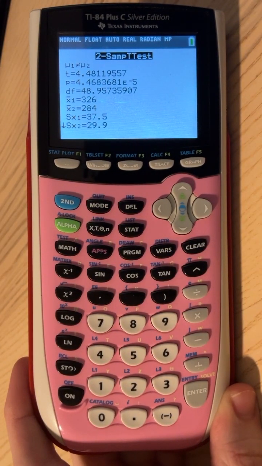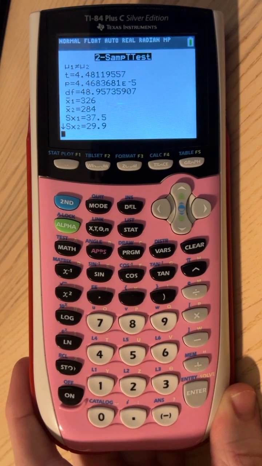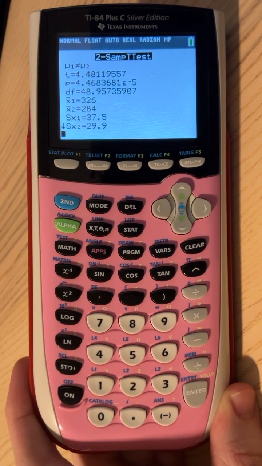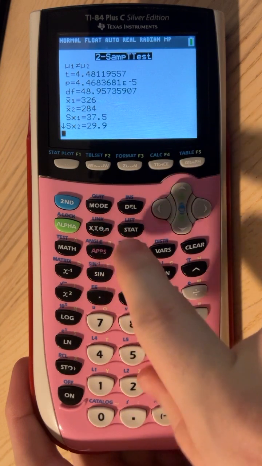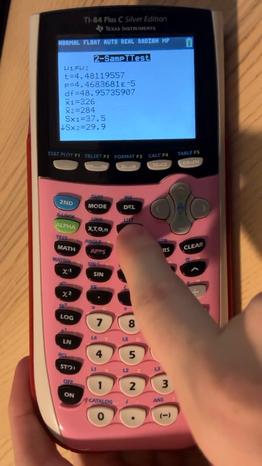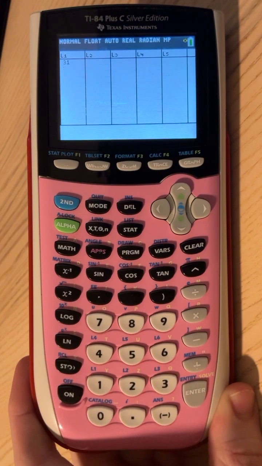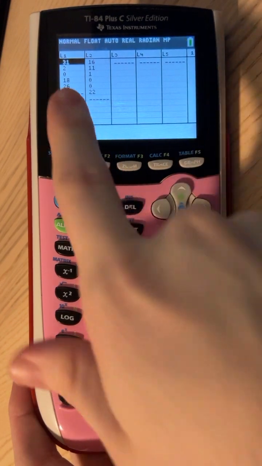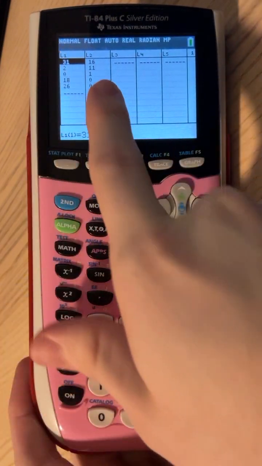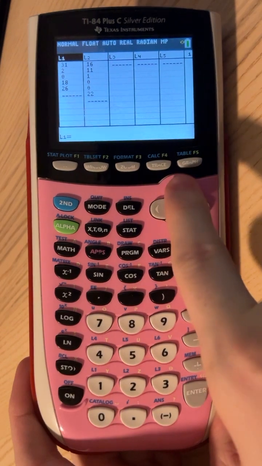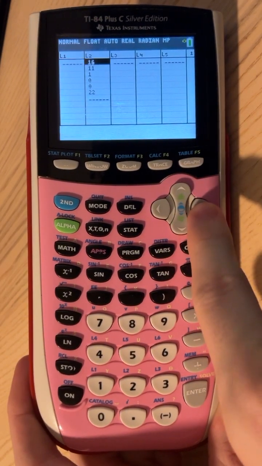Now, what would we do if instead of having the statistics already, we just had data points? No problem, we can enter those too. So let's go into Stat, and then we're at Edit, so we'll hit Enter. And then we'll put in our data points for the first group in L1 and the second group in L2. So let's clear L1 and L2.